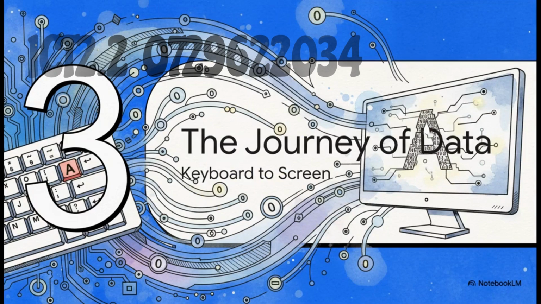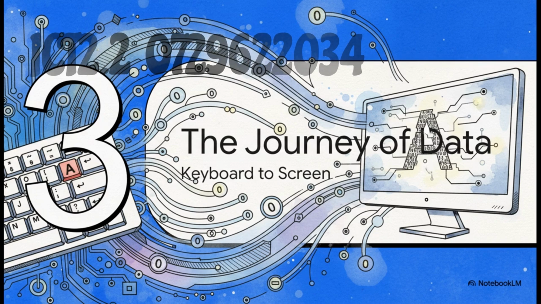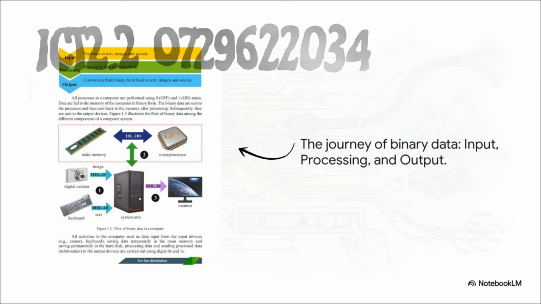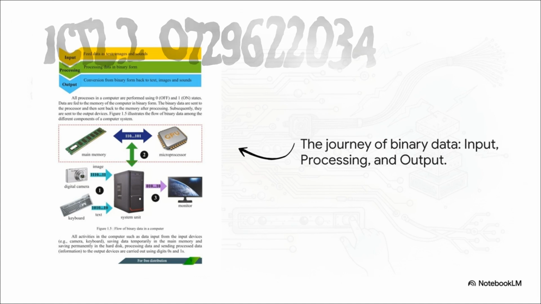So now we know what the data is. It's all just ones and zeros. But how does it actually get from point A to point B? How does pressing that A key on your keyboard make an A magically appear on your screen? Well, this diagram lays out the whole journey, and it really happens in 3 main stages.